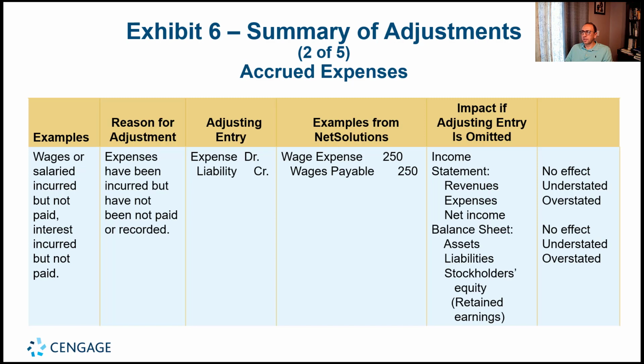For accrued expenses, again, that's unpaid expense. So we incurred the expense, okay, but we didn't pay for it. So we have, for example, here, wages or salaries incurred but not paid. Interest incurred but not paid, that's another example. So we debit the wage expense and we credit the wages payable. When we debit wage expense, we are increasing our expense, we're recording our expense, and we are creating this kind of liability called wages payable.